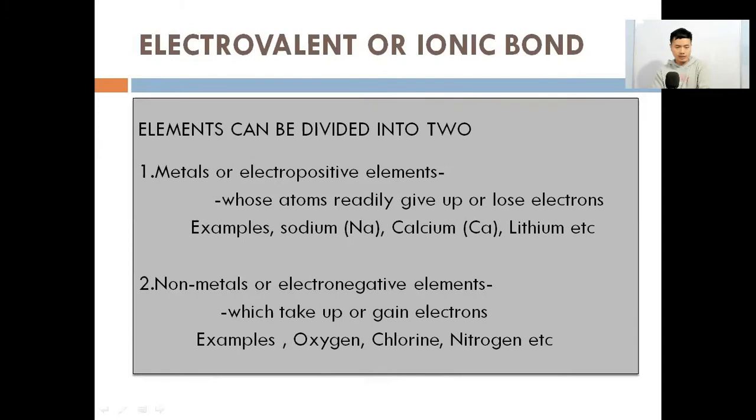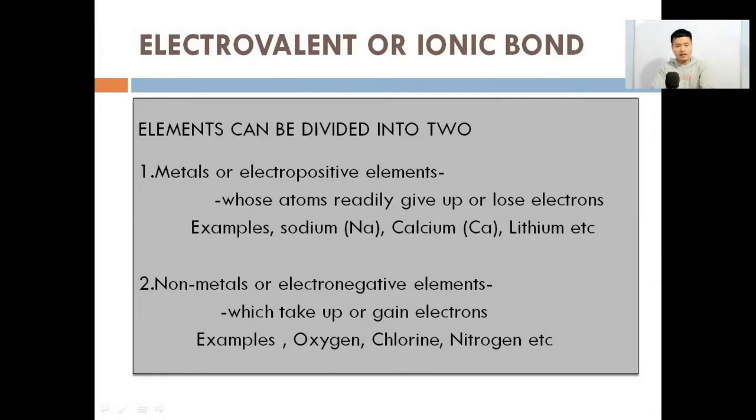We know that elements can generally be divided into metals and non-metals. First, we have metals or electropositive elements, whose atoms readily give up or lose electrons. In class 9, we already learned that metals usually lose electrons in order to be stable. Examples of metals or electropositive elements are sodium (Na), calcium (Ca), lithium, etc.